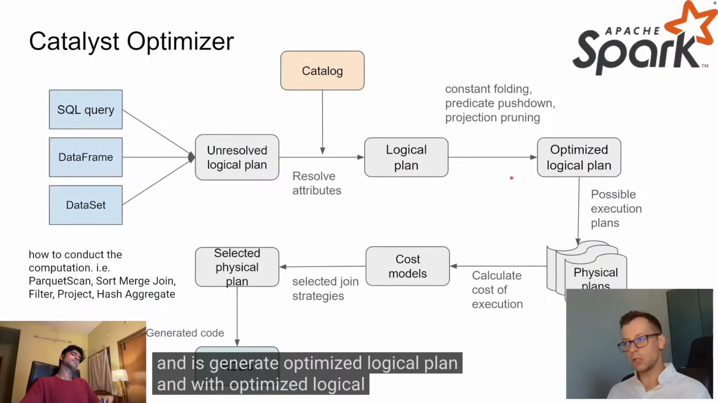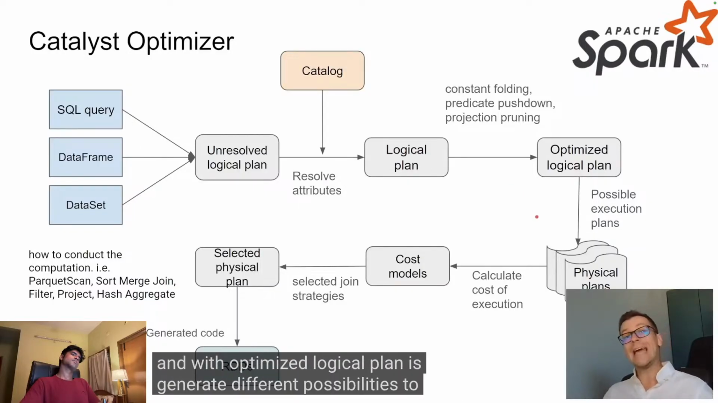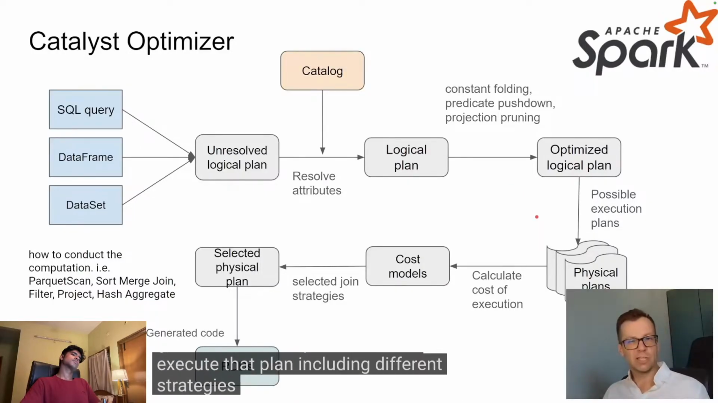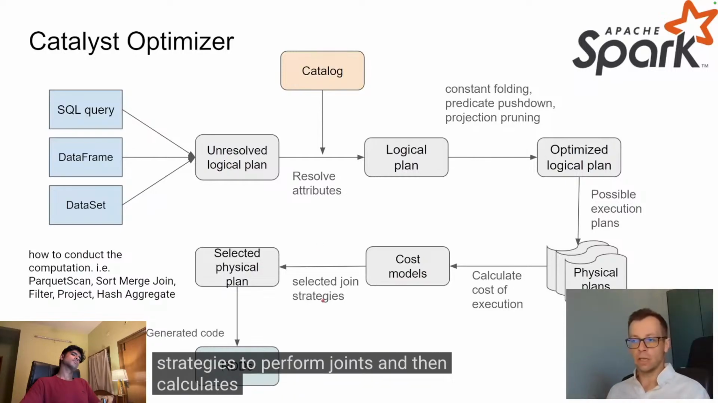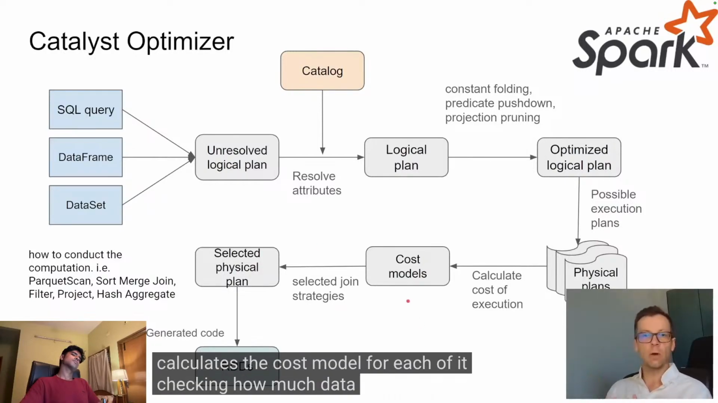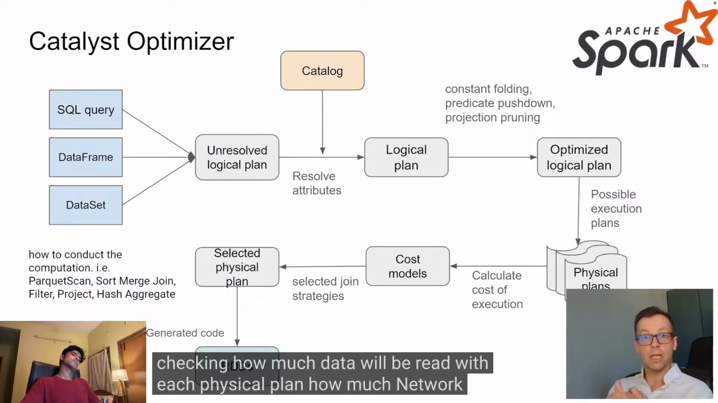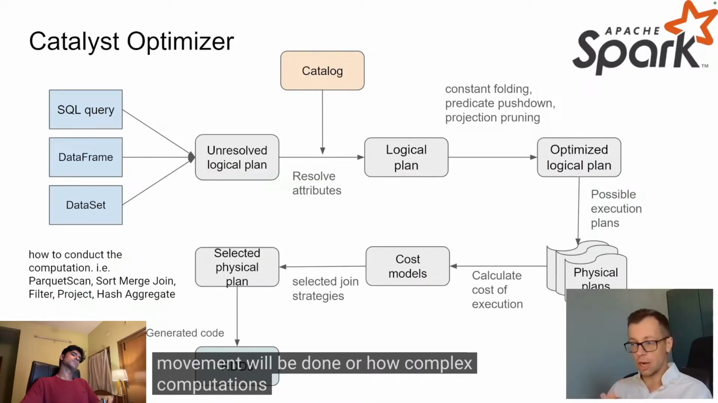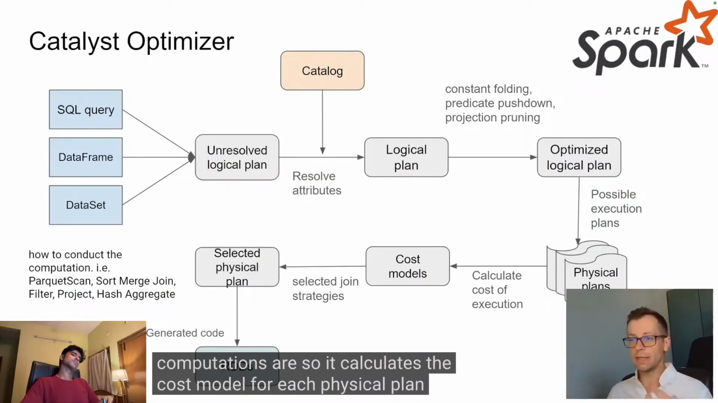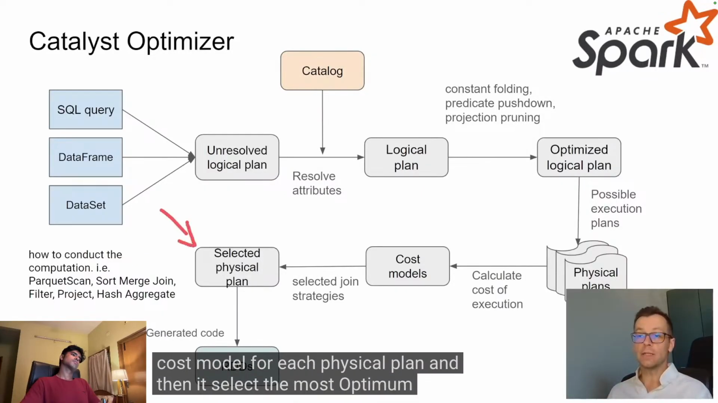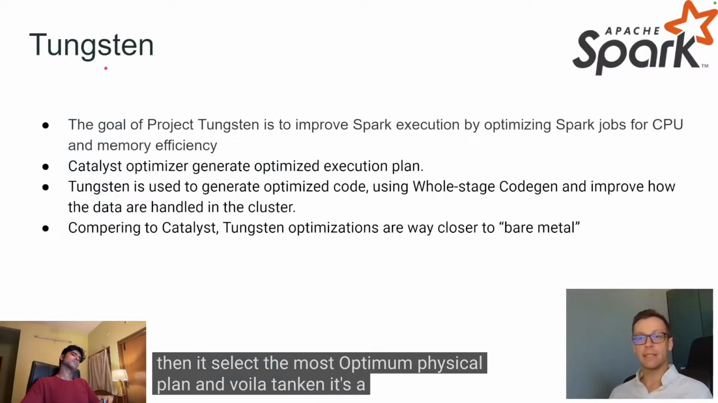With the optimized logical plan, it generates different possibilities to execute that plan, including different strategies to perform joins, and then calculates the cost model for each of them, checking how much data will be read with each physical plan, how much network movement will be done, or how complex the computations are. So it calculates the cost model for each physical plan, and then it selects the most optimum physical plan, and voila. Tungsten, it's a bit of a different beast.